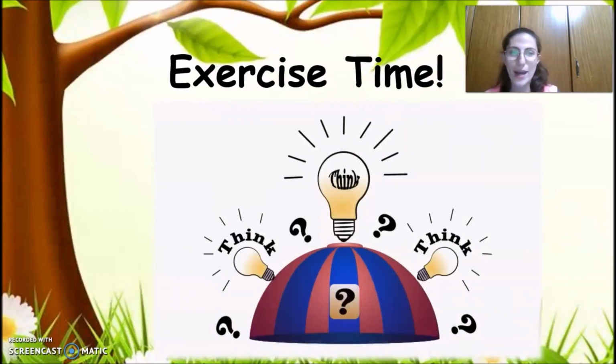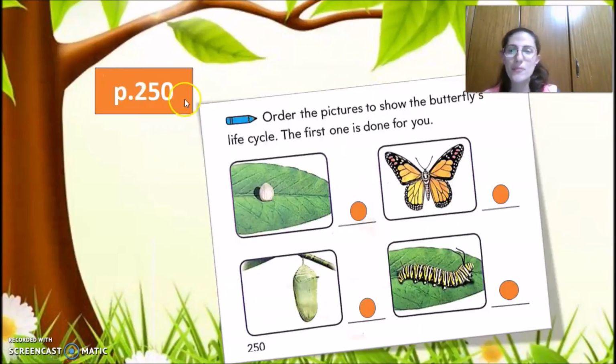Let's wear our thinking caps on. We open to page 250. Order the pictures to show the butterfly's life cycle. First one is done for you. So they're telling us that what? We have to order the butterfly's life cycle, which means number the steps. Through what stages does the butterfly pass through to become a butterfly?